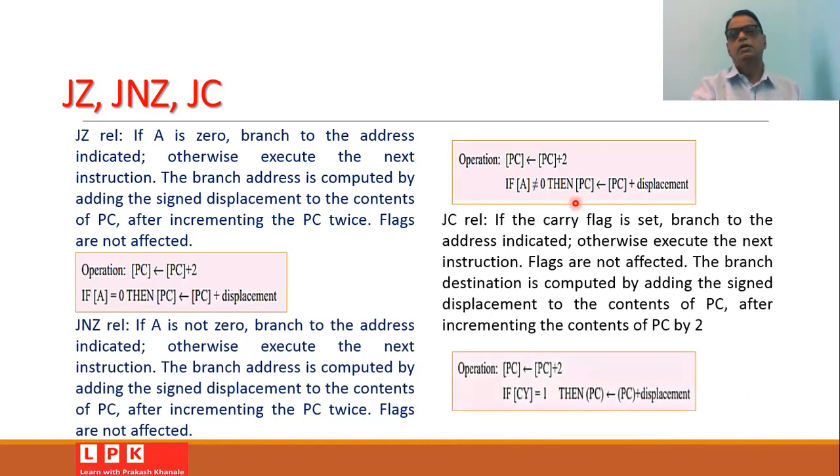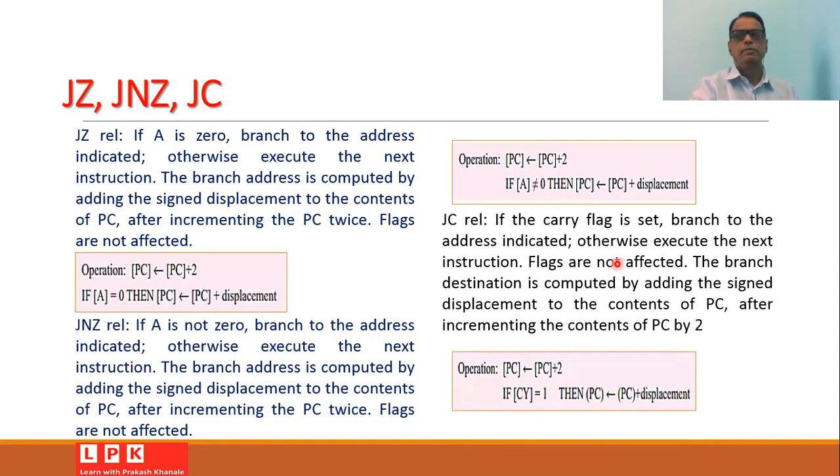Another conditional branch instruction is jump if carry, JC followed by relative address. So all these instructions where you are using the relative address, these are all 2-byte instructions. If the address is of 16 bits, then in that case, the instruction becomes a 3-byte instruction. So if the carry flag is set, then the branching will take place to the indicated address. Otherwise, the next instruction will be executed.